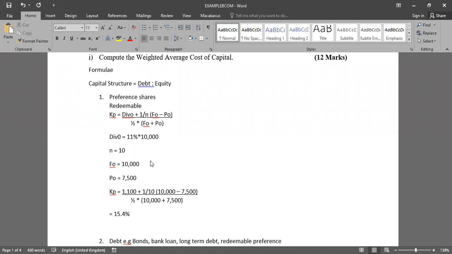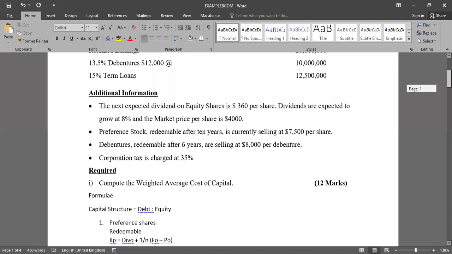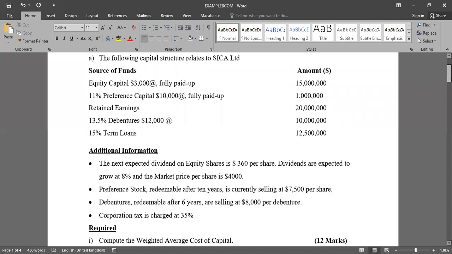But let's continue. So this is how you end up with this cost of preference shares, redeemable. I hope you have the same values because I tried to compute that. So you're done with preference shares. Now we go to equity.